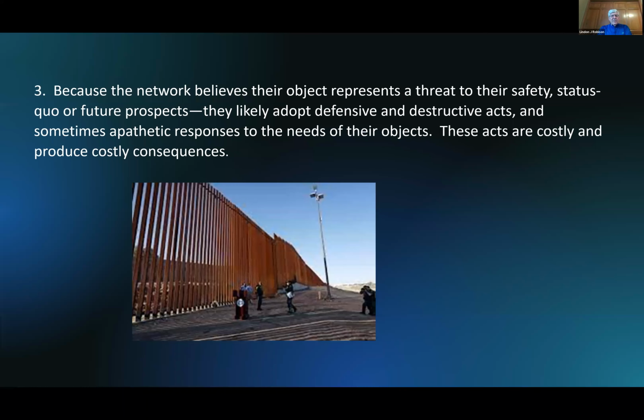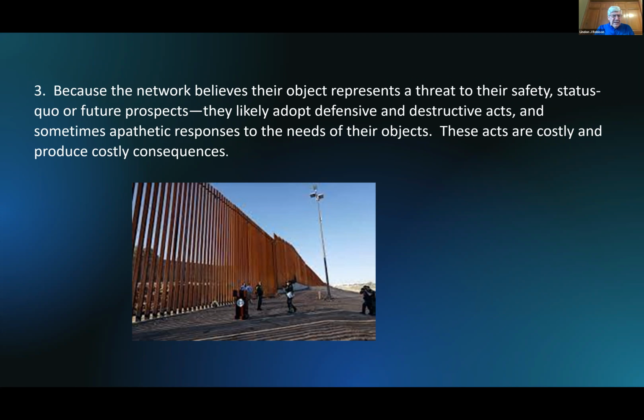And condition number three is that because they view the object as a threat to their safety or their status quo, they're likely to adopt defensive and destructive acts, or sometimes just apathetic responses to the needs of their object. And these acts are costly. And I have here a picture that the United States invested billions of dollars in a wall separating Mexico and the United States. I'm not sure that it was simply a defensive act, very costly, not sure what value it has produced.